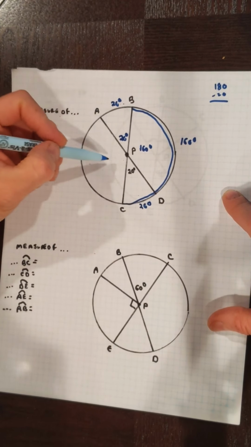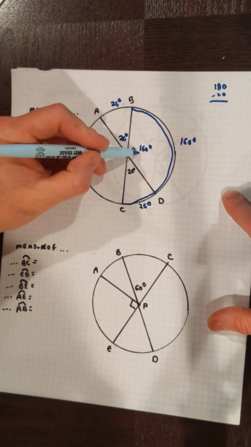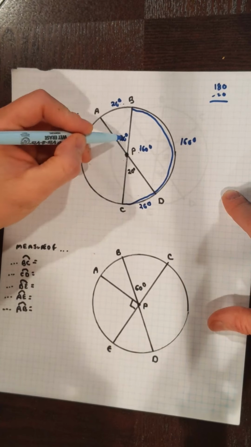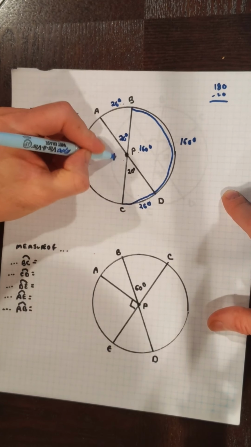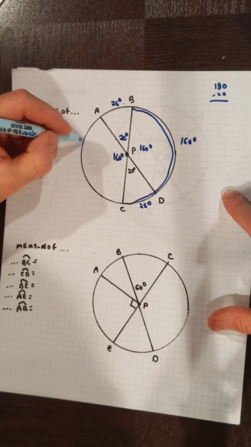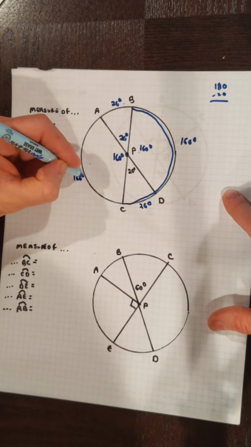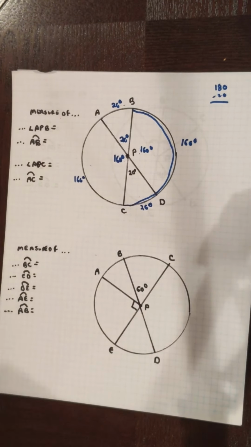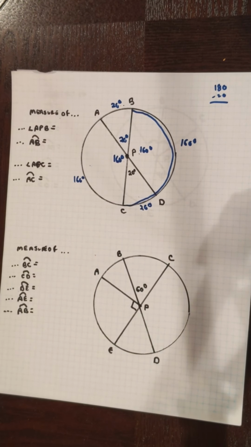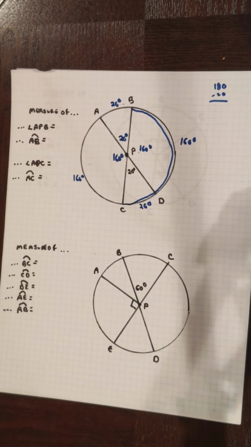And then finally, I only have one more left, and I could do this one too because they're vertical or a linear pair. Either way, I know that this is going to be 160, so angle APC is 160, so the arc is also 160. Okay, now that I have as much as I can marked down on my diagram, I now can look and see if I can answer the questions.